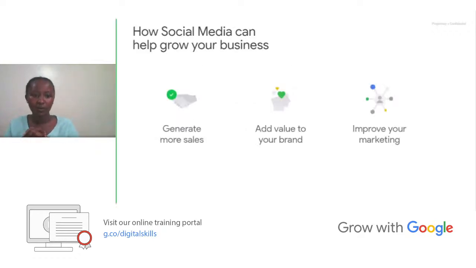So how can social media help grow your business? If you're considering starting social media for your company, or you need to persuade your manager on why it could be a good fit, here are some of the values it can add. One, generate more sales. Social media can help you generate more sales because you can reach more people. For example, there are 2 billion monthly users on Facebook. So if your business is on Facebook, you have higher chances of getting more sales, and also of getting more people viewing your posts or visiting your page.